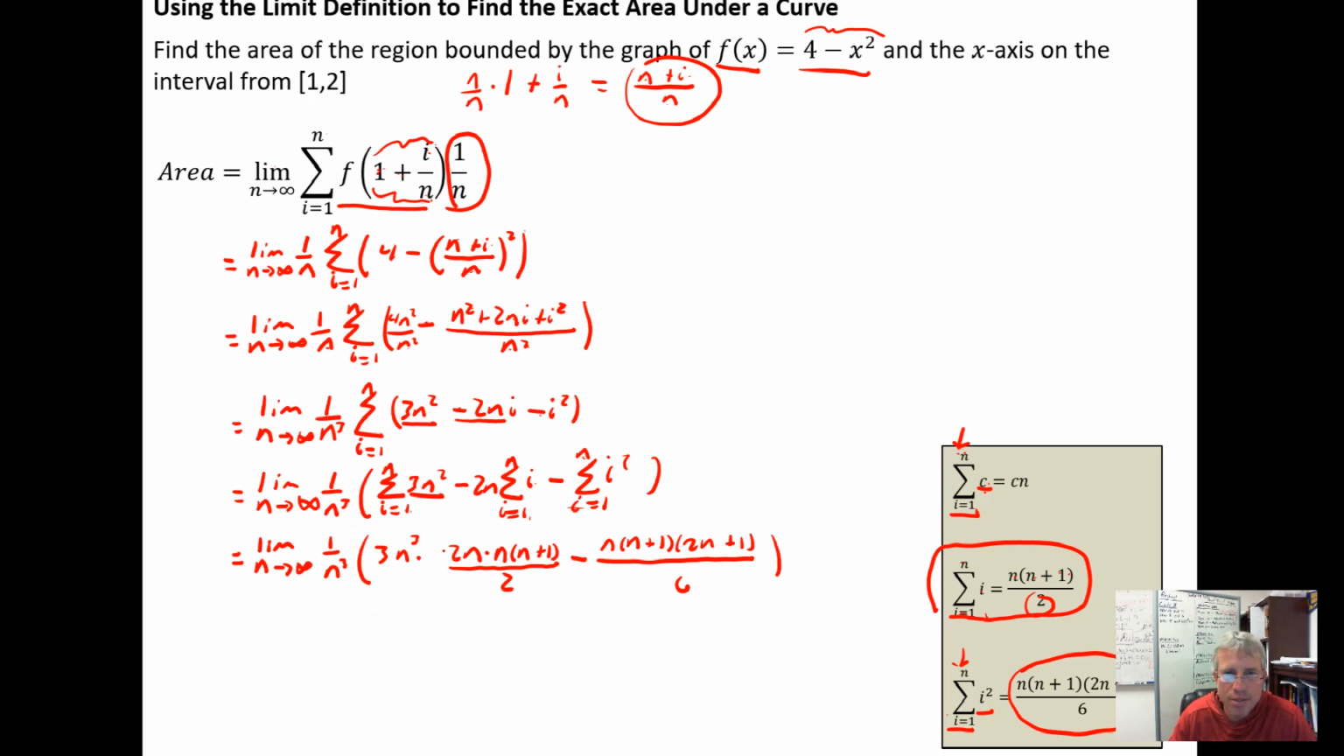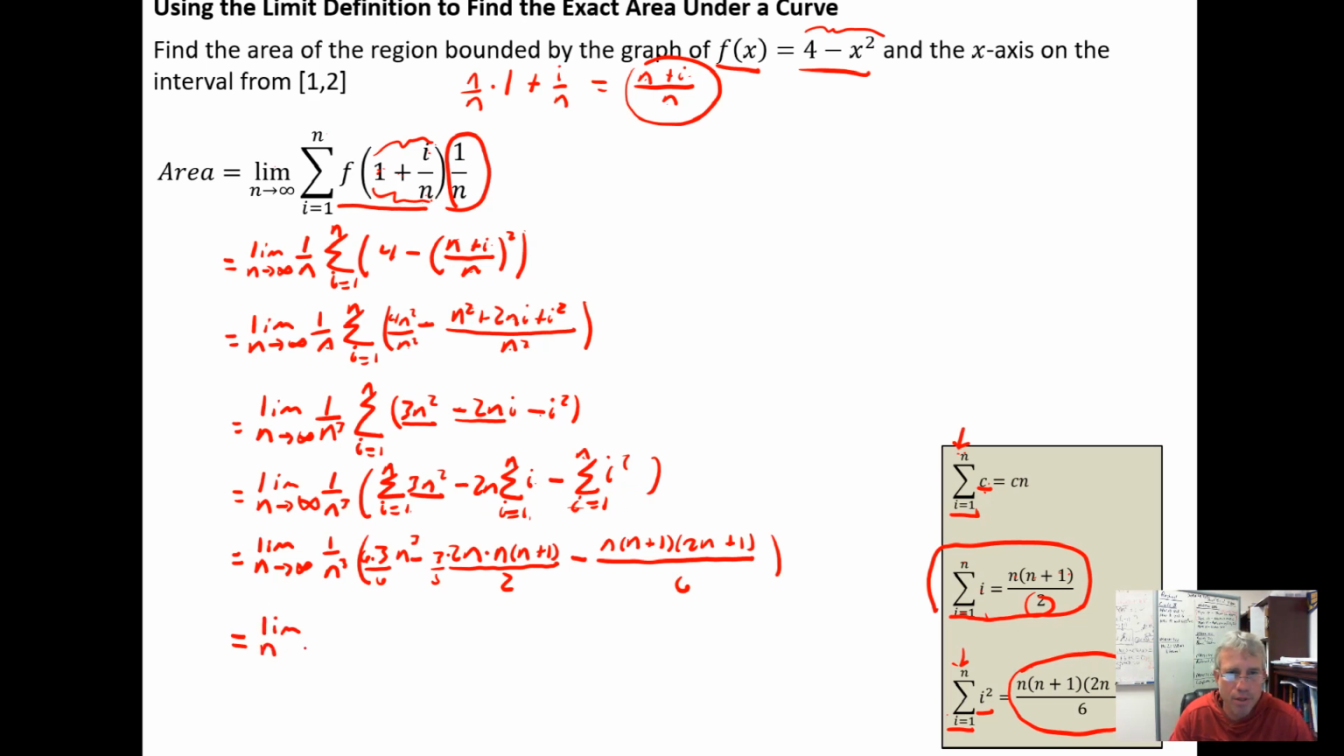So I could take this guy right here. This was a minus sitting here. So I could multiply this by 3 over 3. And I could multiply this by 6 over 6 to get a common denominator of 6. So one last little simplification before we actually calculate the limit.